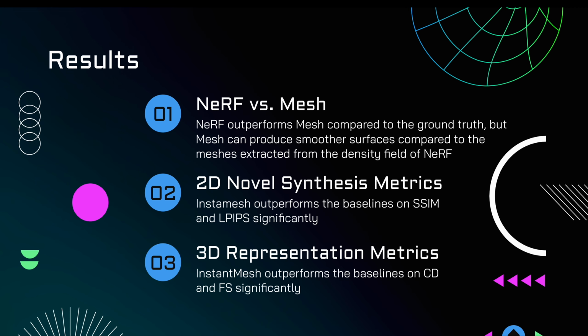When comparing the NeRF implementation versus the mesh implementation, NeRF appears to achieve slightly higher fidelity results than mesh. However, FlexiCubes improves the smoothness and reduces the artifacts of the mesh surface due to the additional geometric supervisions, which is seen as generally more desirable. Additionally, for 2D metrics, InstantMesh outperforms the baselines on the SSIM and LPIPS metrics. And for 3D metrics, InstantMesh outperforms the baselines on both CD and FS metrics significantly, indicating a higher fidelity of the generated shapes.